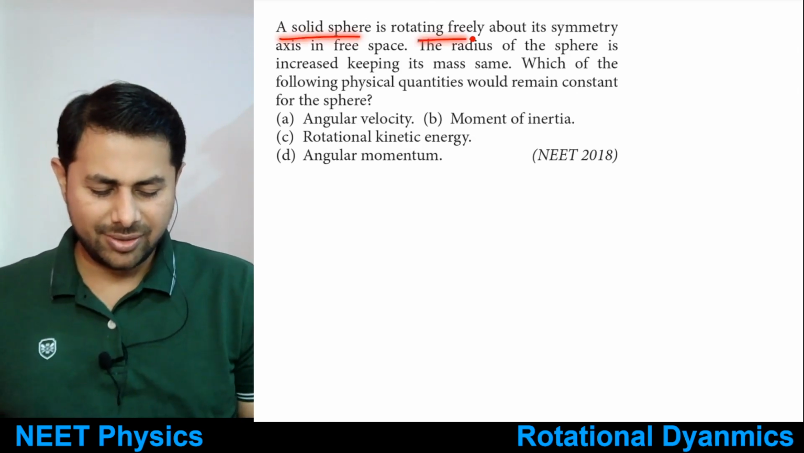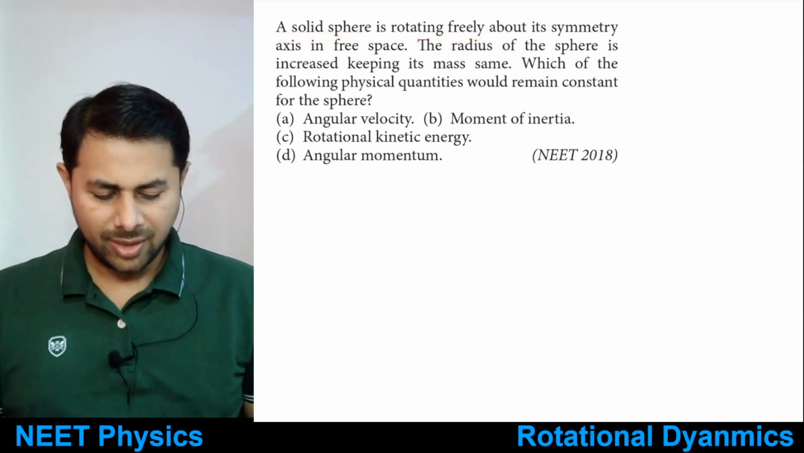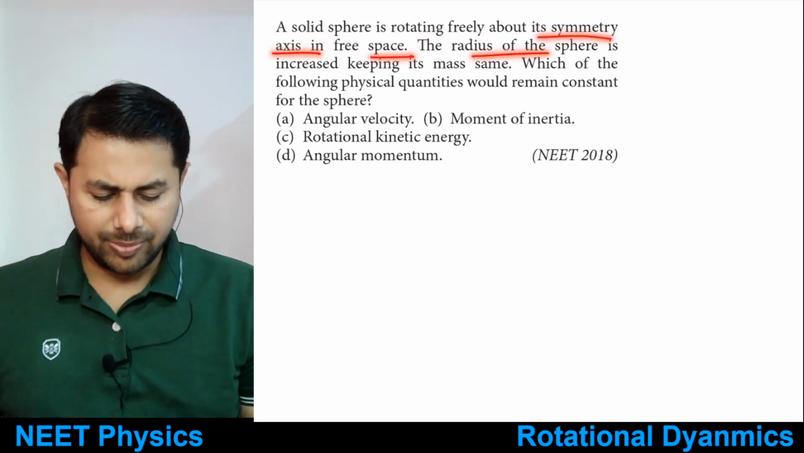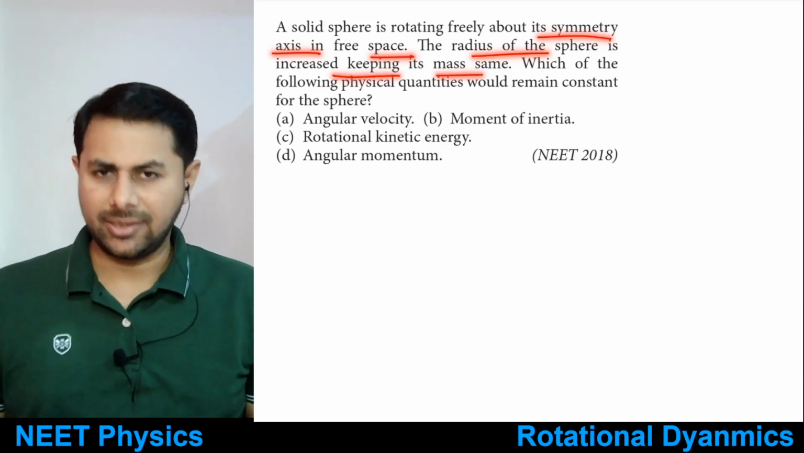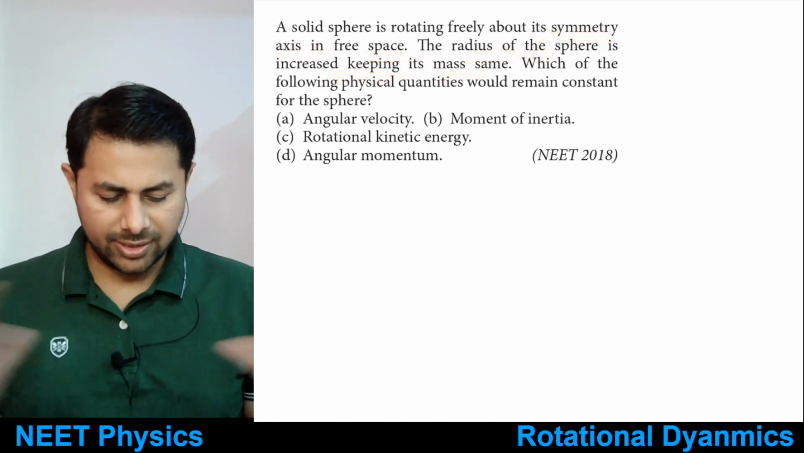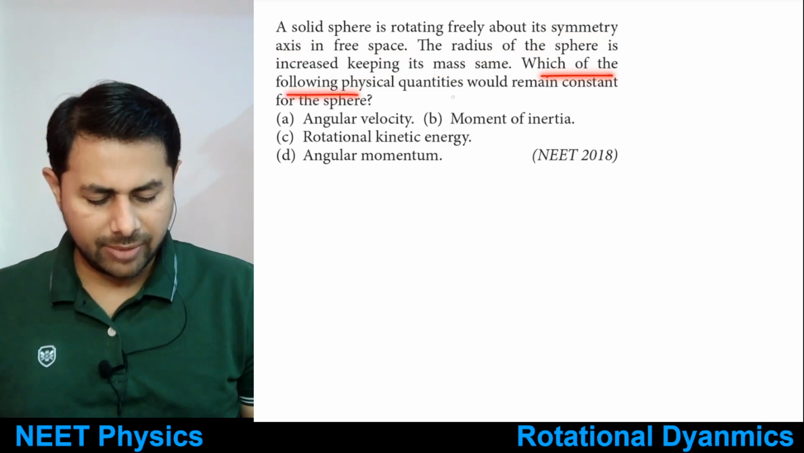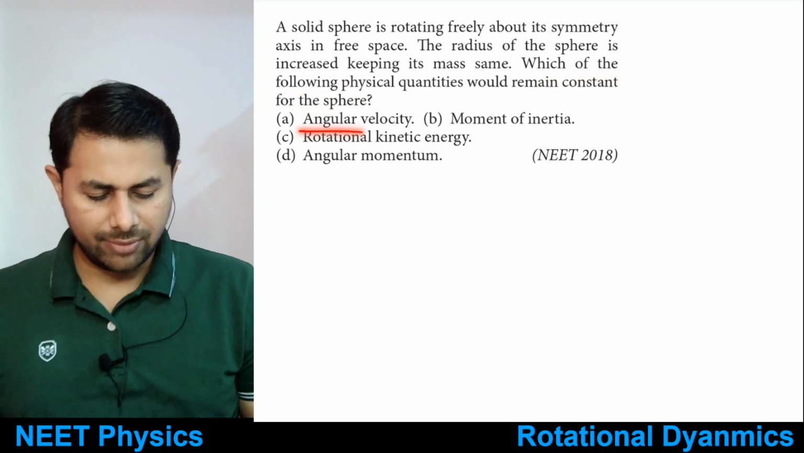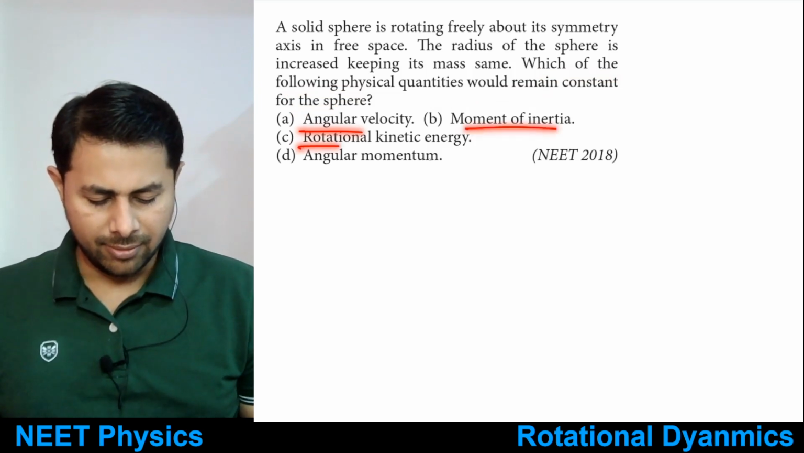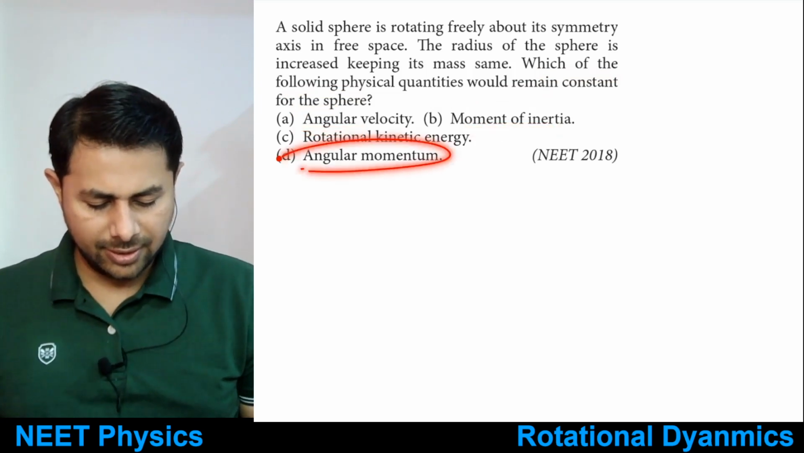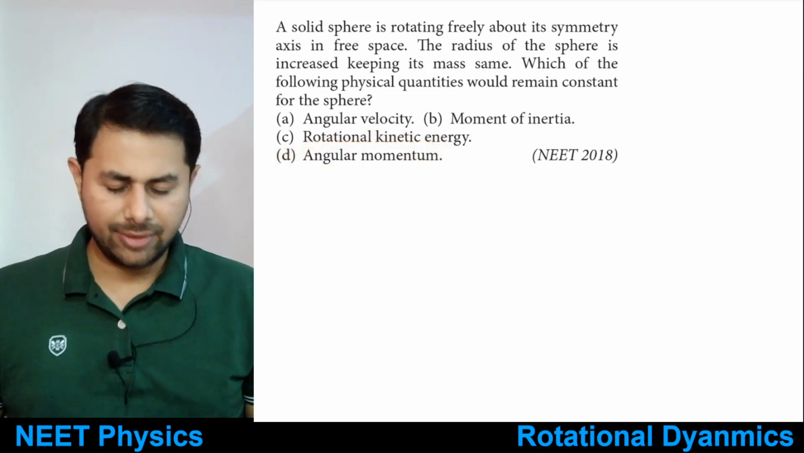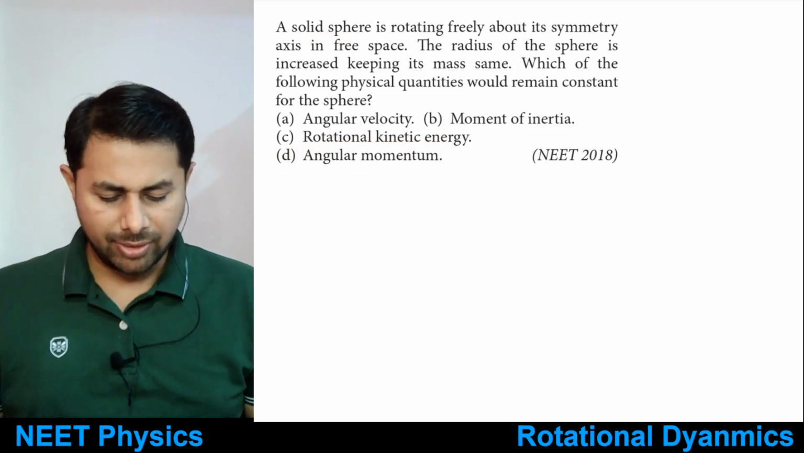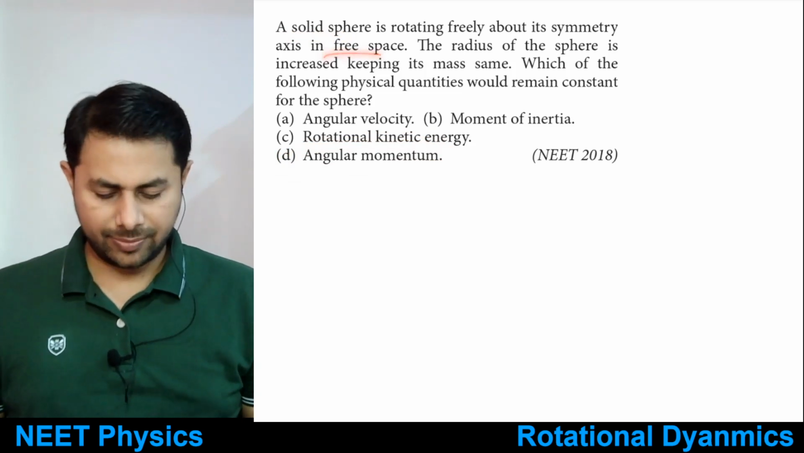A solid sphere is rotating freely about its symmetry axis in free space. The radius of sphere is increased, keeping its mass same. Mass is kept same, radius is increased. Which of the following physical quantities would remain constant for the sphere? Angular velocity, moment of inertia, rotational kinetic energy, angular momentum. Tell me.